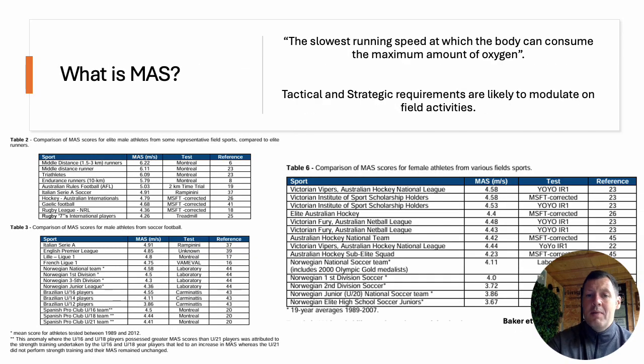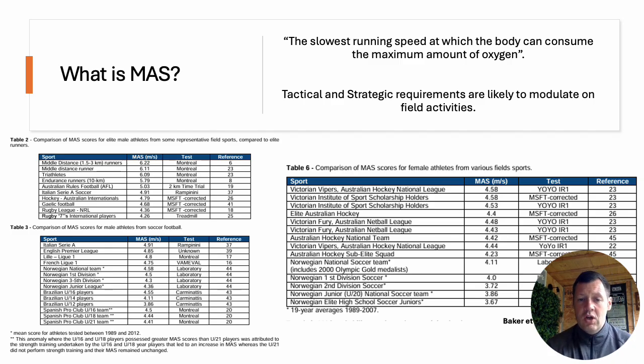So just a little bit more about MAS then. So what is MAS? MAS is the slowest running speed at which the body can consume the maximum amount of oxygen. And I think it's quite contextual to put the next bit in. So tactical and strategic requirements are likely to modulate on-field activities, so that's either in games or training. Depending on what training session or game tactical outlook we've got, or what opposition we're playing, does have a massive impact on the MAS score or the speed at which players are playing at. So it does impact on that as well.